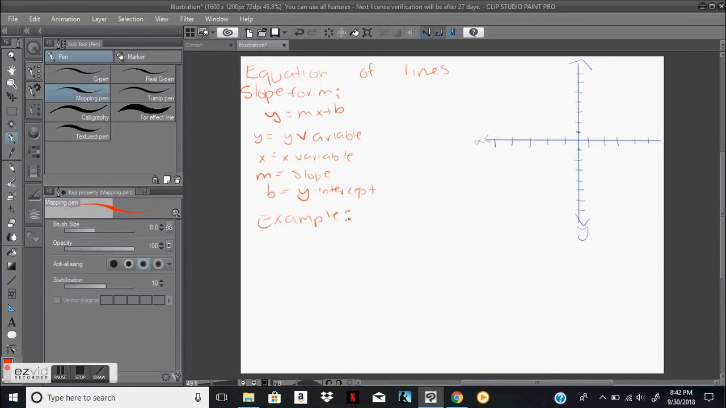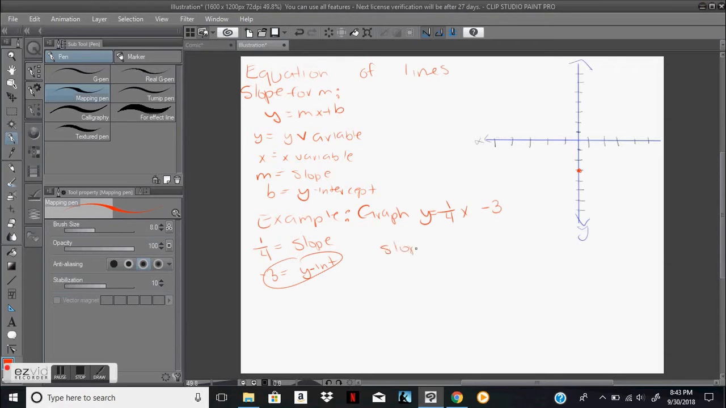We are going to be graphing in this example the equation y equals 1/4 x minus 3. So we're going to set it up and divide the parts. 1/4 would be the slope, and -3 would be the y-intercept.